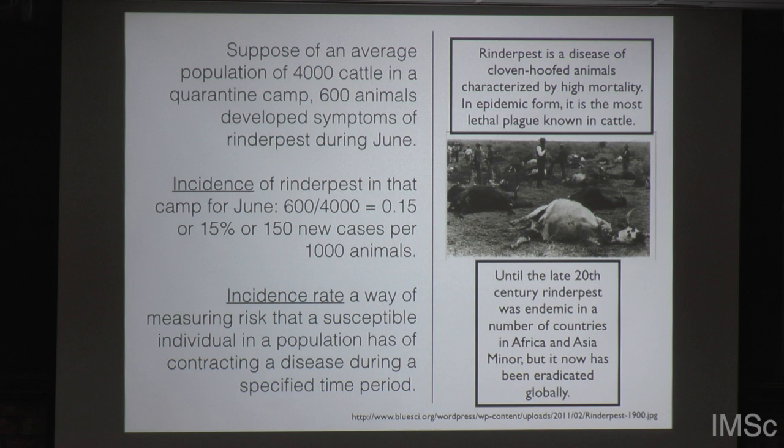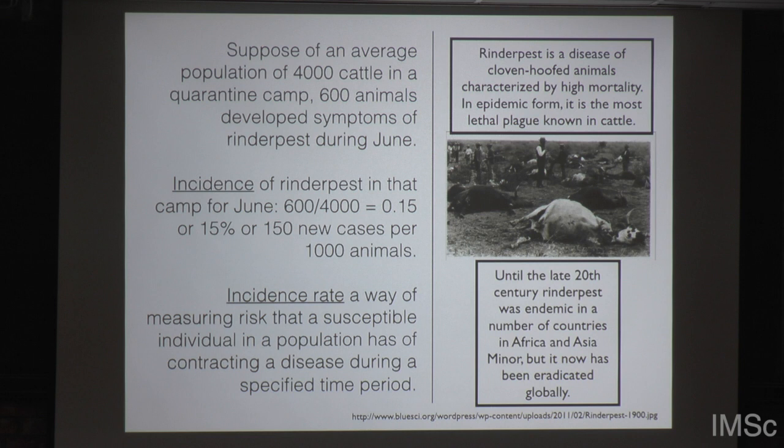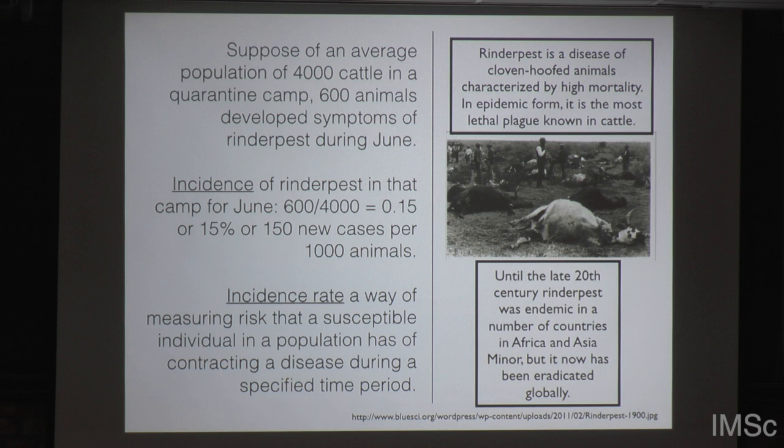So suppose again you take the same number of cattle in the quarantine camp, 4,000 cattle, and 600 develop symptoms of Rinderpest during June. So the incidence of Rinderpest in the camp for June is the total number of cases during that period divided by 4,000, which is 150 new cases per 1,000 animals. This is a way of measuring the risk that a susceptible individual in a population has of contracting the disease during that particular time period.